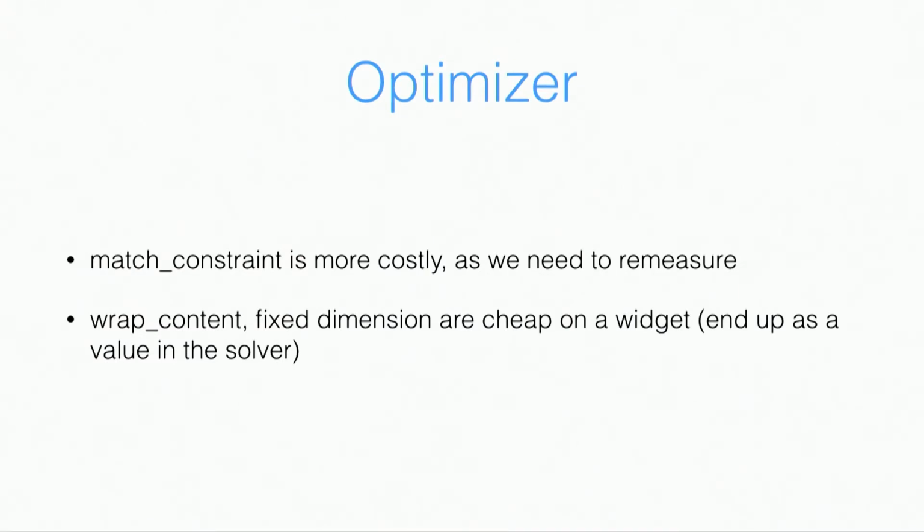So if you have just a bunch of buttons with wrap content, that's super, super fast. The other one is not super slow either, but just to give you a little bit of a feel for the cost of the different operations.